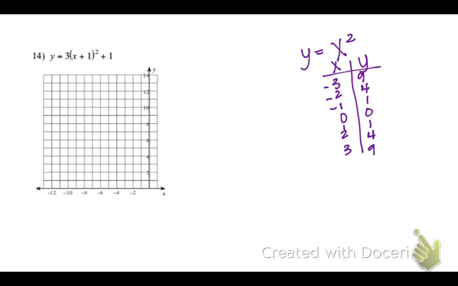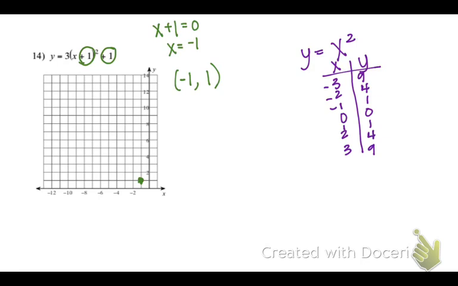This is vertex form. So this tells us what the vertex is. So it's the opposite of this one and this one. If I set that x plus 1 equal to 0, I'd get x equals negative 1. So the x value is negative 1, and the y value is just whatever's on the outside. So I'd go negative 1, 1, and that's where that point is.